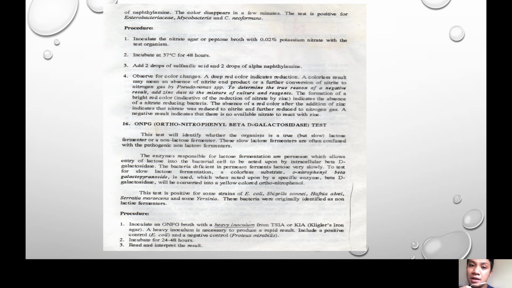Depending on the growth, if your bacteria is a rapid lactose fermenter, it would automatically turn yellow, signifying that your bacteria contains both the enzymes permease and beta-galactosidase. But if your bacteria is a delayed lactose fermenter, meaning it has no permease but has beta-galactosidase, it would therefore have a delayed reaction. Okay, so that's it for our biochemical reactions. Thank you.